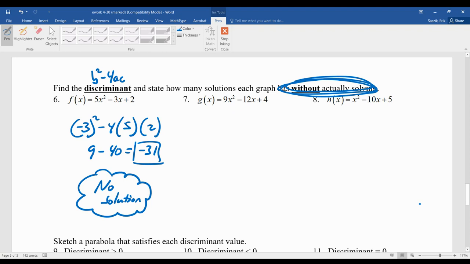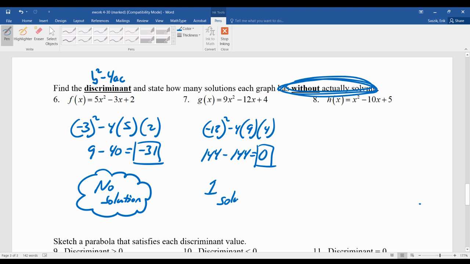Let's do it again. Here, b is negative 12. So negative 12 squared minus 4 times a times c. That comes out to 144 minus 144, which is 0. That's our discriminant. A 0 discriminant means there is one solution. And then we'll have one more here.